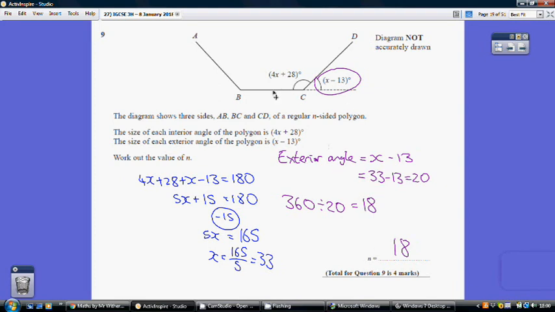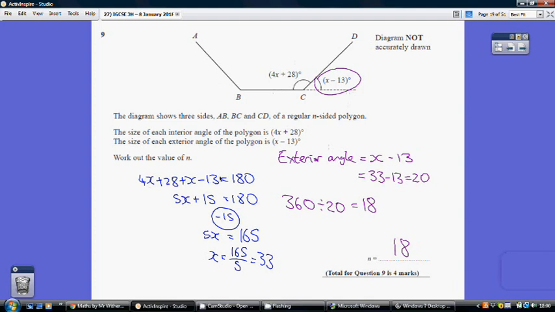So first things first, this is an interior angle, this is an exterior angle, and an interior angle plus an exterior angle has to equal 180 degrees. Now you can also see that clearly they both form a straight line. So our starting point here is to say 4x plus 28 plus x minus 13 equals 180. So we've constructed an equation which we can now solve.